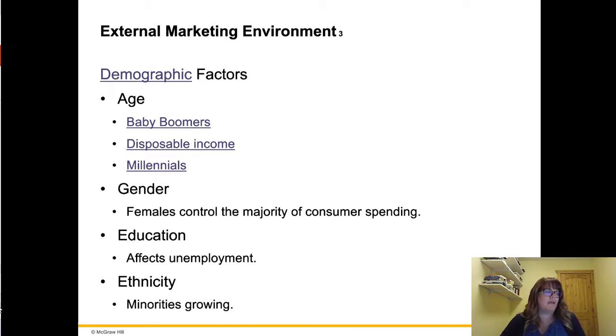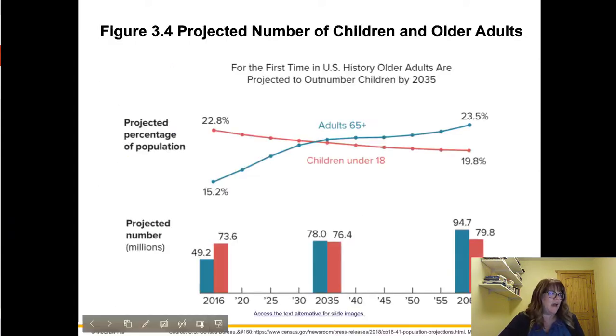The U.S. is moving rapidly towards greater multiculturalism. Ethnic minorities' purchasing power was $3.8 trillion by 2018. And then marketers already have taken basic steps such as advertising in multiple languages to reach out to different ethnic groups. It is projected that by 2035, older adults will outnumber children in the U.S. for the first time in history.